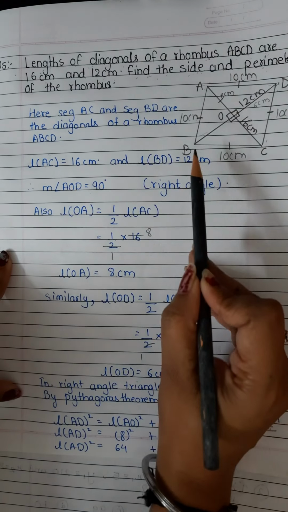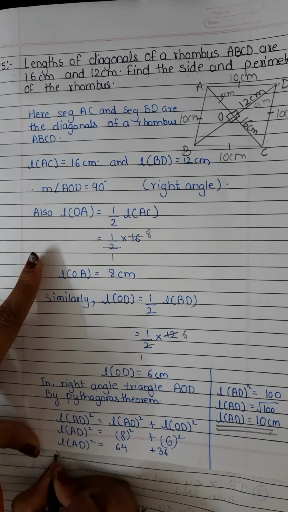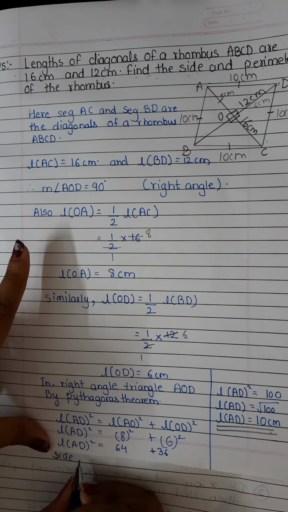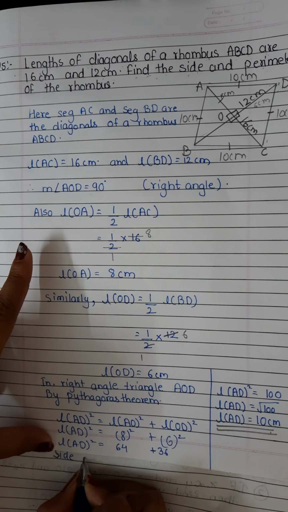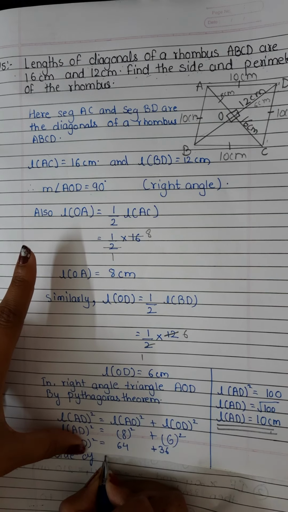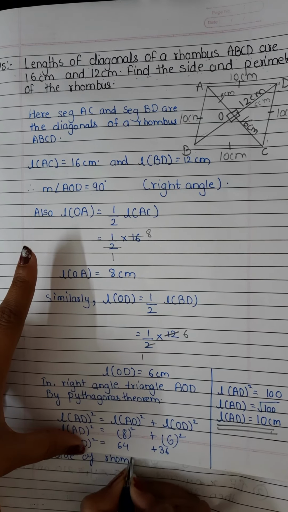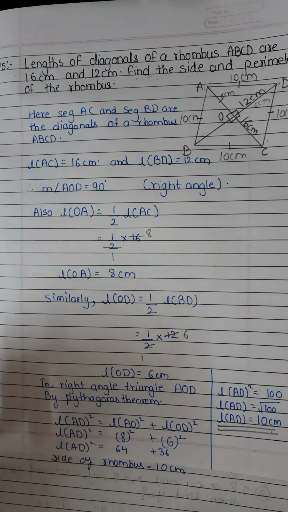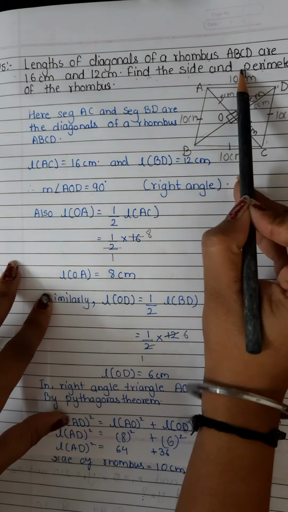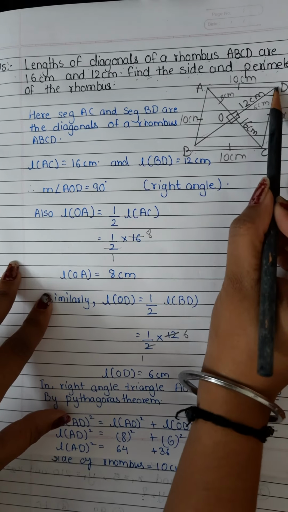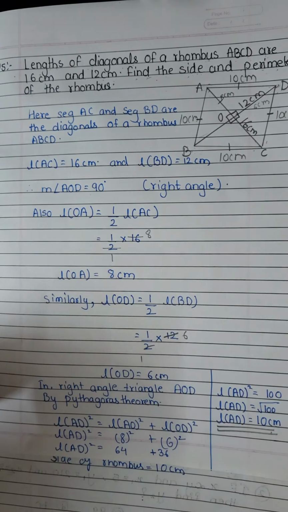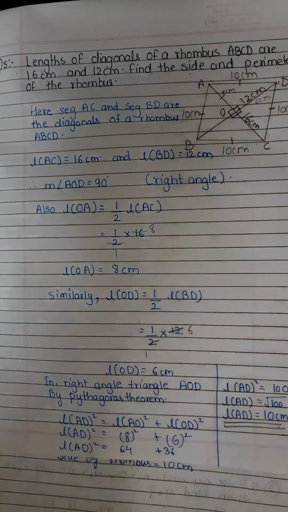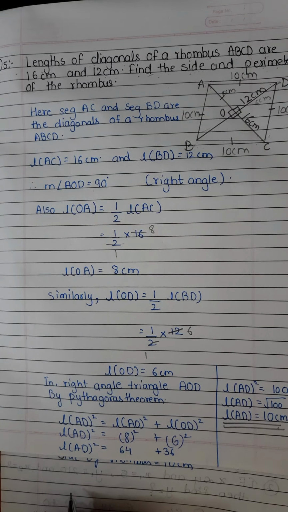Now, the perimeter of a rhombus. The side of the rhombus is equal to 10 centimeter. Now we have to find the perimeter. The sum of all four sides is equal to the perimeter. So how many sides? 4 sides.